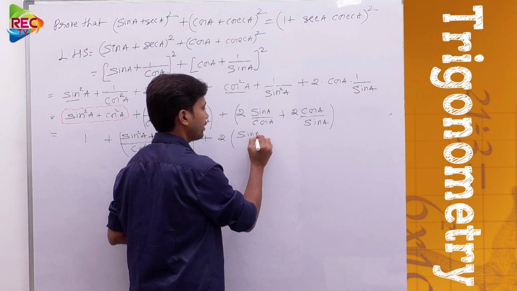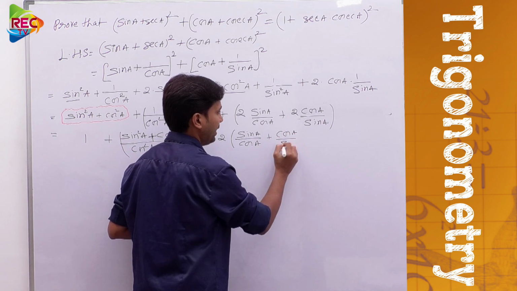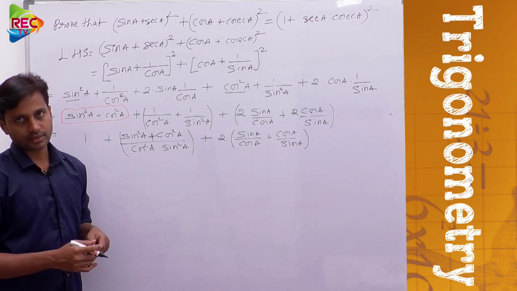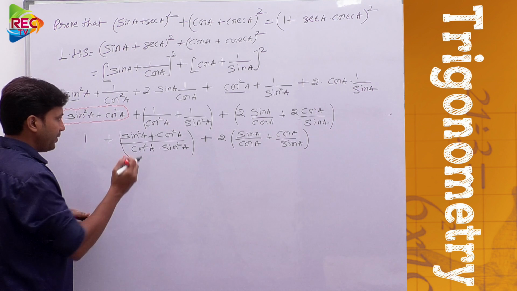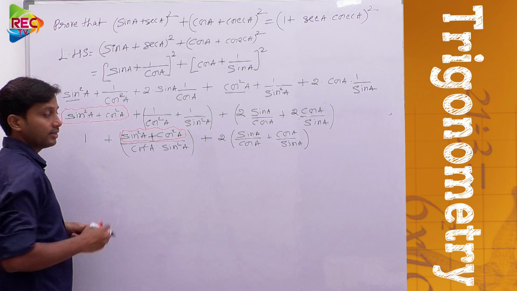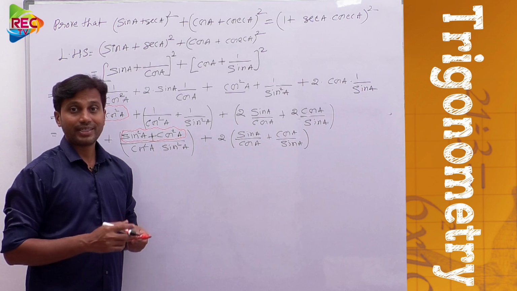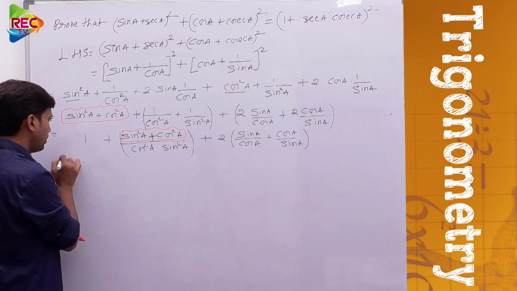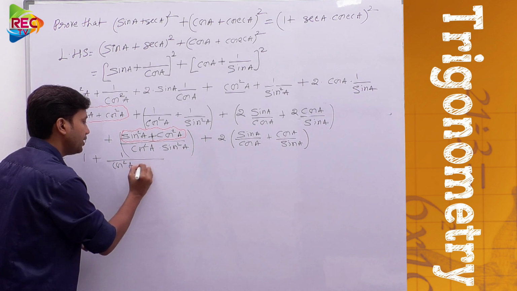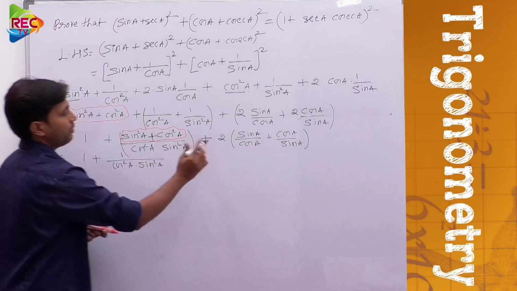Sin a by cos a plus cos a by sin a. These are the expressions which are inside the bracket. Now again we obtained here sin square a plus cos square a within this second bracket. So can we put here 1 or not? Because sin square a plus cos square a is 1. So therefore 1 plus 1 by cos square a into sin square a. Okay, this is solved. Now come to next.